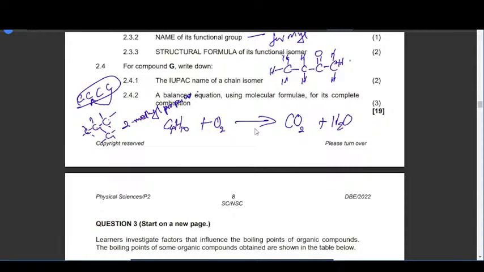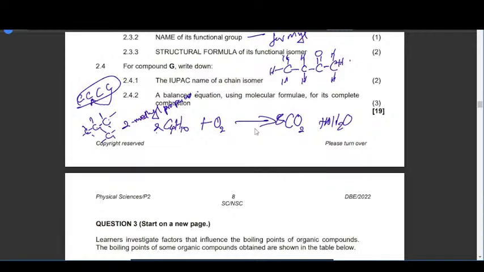So now you need to balance. If I put a 2 here, this is 8. So I put 8 here, because 2 times 4 is 8. So here the carbon atoms are 8. Now, what about the hydrogens? This and this and this is 20. I have 10, and I have 2 here. If I put a 10 here, it's going to become 20.